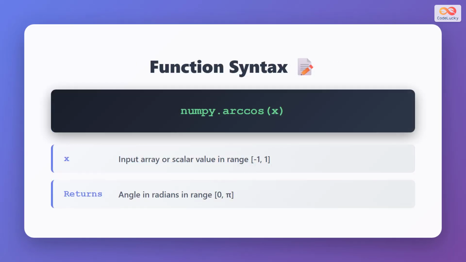The syntax for this function is straightforward. You simply call np.arccos and pass in your value as the parameter x. The input x must be an array or scalar value within the range of -1 to +1. The function returns the angle in radians, and this angle will always be between 0 and pi. This is important to remember when working with the function.